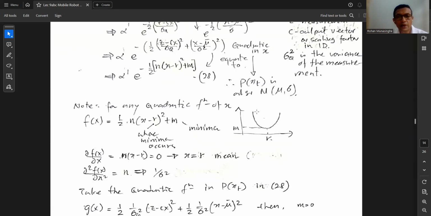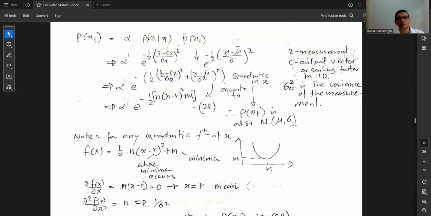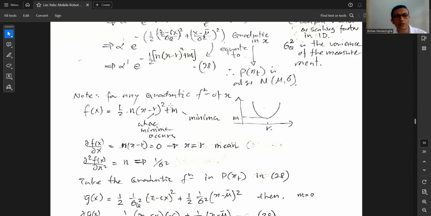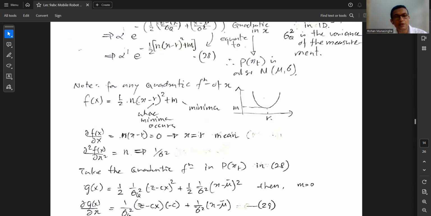If I have a quadratic function, remember these normal distributions, the exponent is a quadratic. Can you see that? z minus Cx squared, x minus mu squared, these are squares. It's quadratic. So if I have this half n times x minus r squared plus m, this also is a quadratic function. How to find n, m, and r? In this quadratic function, I can draw it like that. The minimum is actually m, what you get over here. And the value of the independent variable where you get the minimum is actually r. So r is over here.